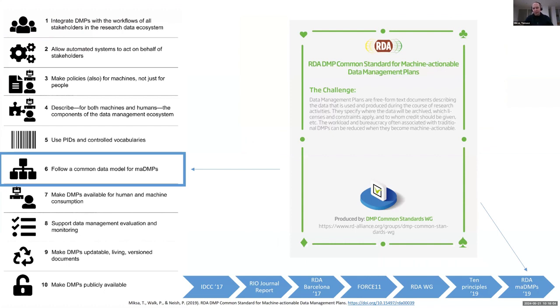But now I've talked a lot about the DMPs, especially MADMPs, so machine actionable data management plans, and maybe a few words for those who don't know what it exactly is. One of the rules, as you can see, rule number 6, says that we must have a common data model for MADMPs, and within the RDA, Research Data Alliance, we have produced a recommendation which represents a consensus of a community on how to model this information.